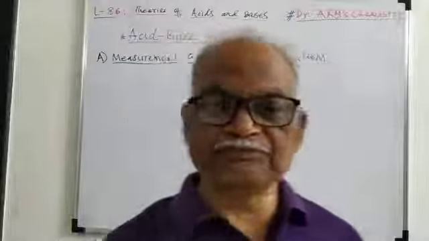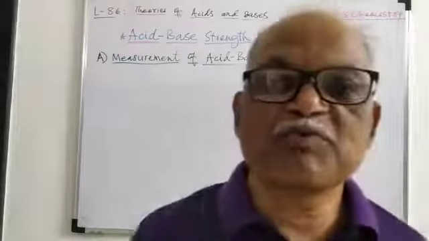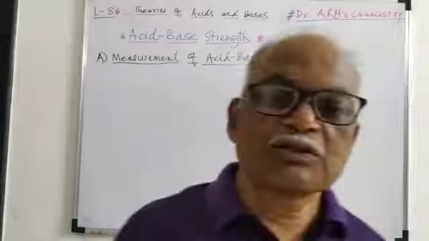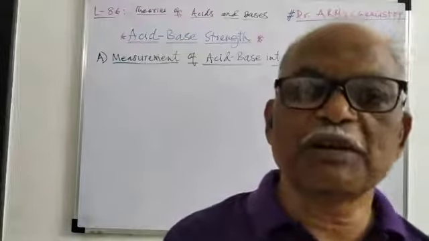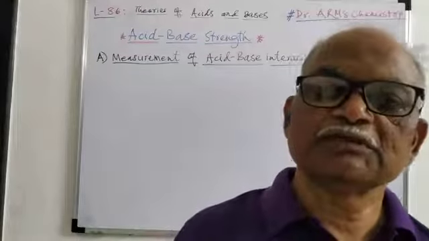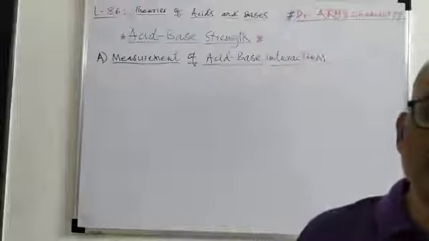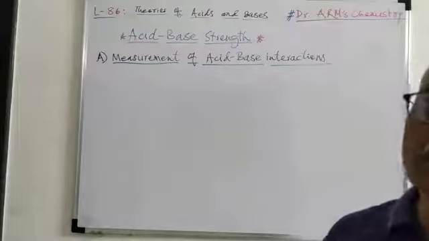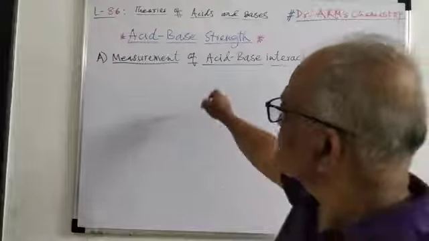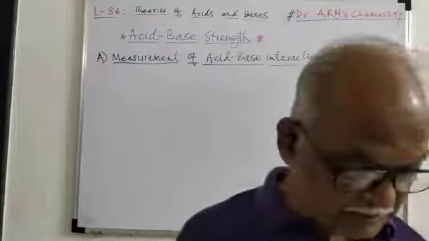We were discussing the theories of acids and bases. And the next point in this theory is acid-base strength. By this time we have seen a variety of acids and bases, and a number of times the question of strength of acid and base arises. In that case we should understand what the strengths of acids and bases are. So first, the point is measurement of acid-base interactions.